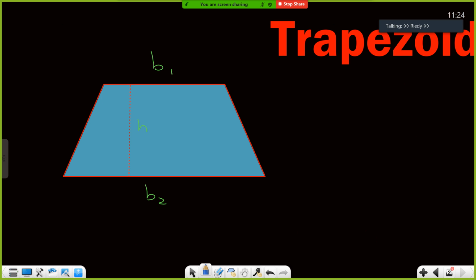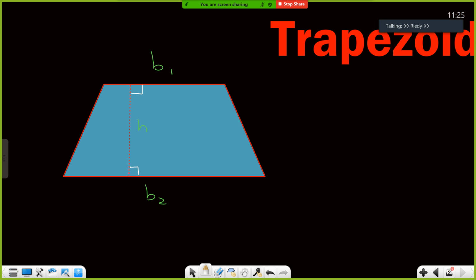Next one, trapezoids. Okay, so how to find the area of a trapezoid. I labeled a couple different things in my picture. I called the top base B1, I called the bottom base B2, and I labeled the height as h. And again, remember that this height has to be perpendicular. So that's going to be 90, that's going to be 90. It doesn't matter where we put it, because again, top and bottom are going to be parallel.